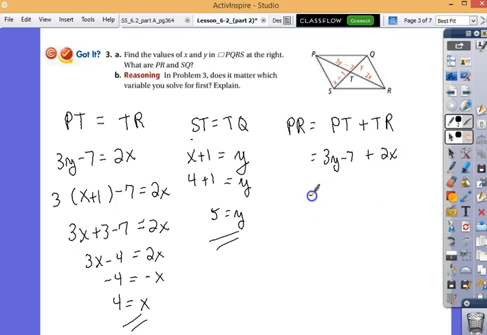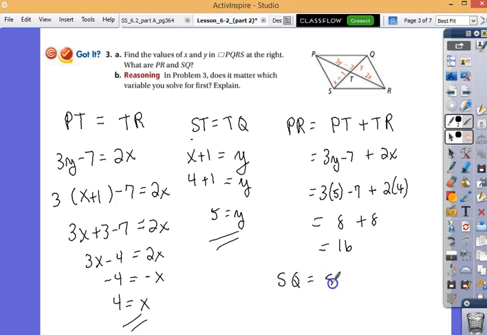But if I substitute in further, that's 3 times 4 minus 7 plus 2 times 4. Oops, should be 3 times 5. You're going to substitute in the right numbers. So 15 minus 7 is 8, 2 times 4 is 8, 8 plus 8 is 16. We would do the same thing.